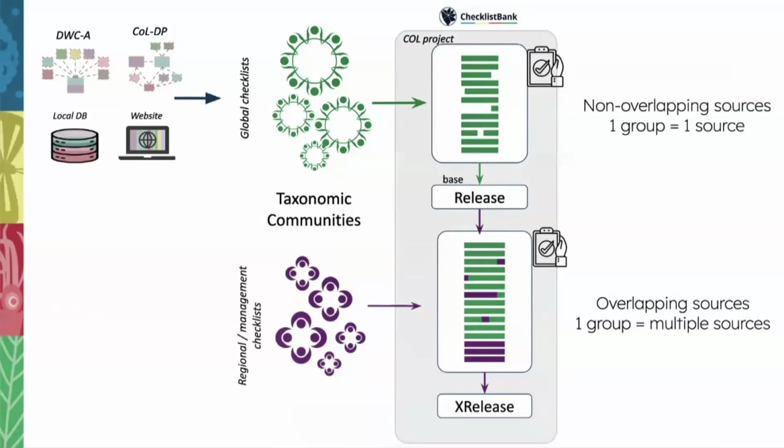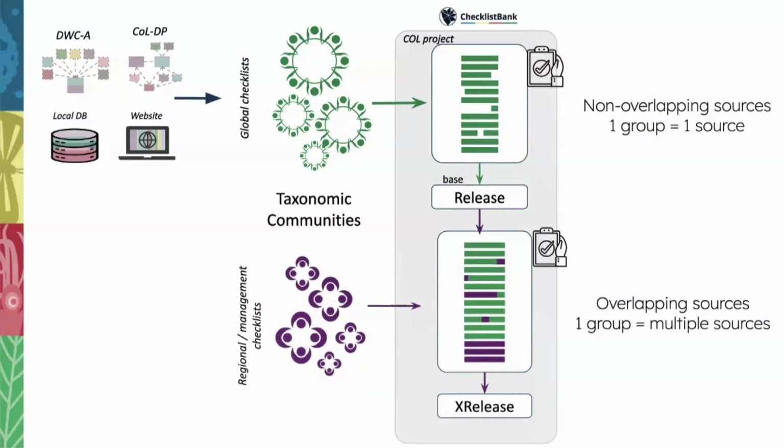And allow for an overlapping strategy. That means that now we don't have a one-to-one relationship, but rather a many-to-one relationship. So many sources can feed information for one taxonomic group. So we have a more enriched product. And this is what we have called an extended release in Catalogue of Life.